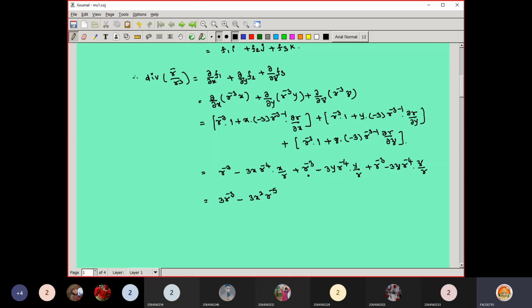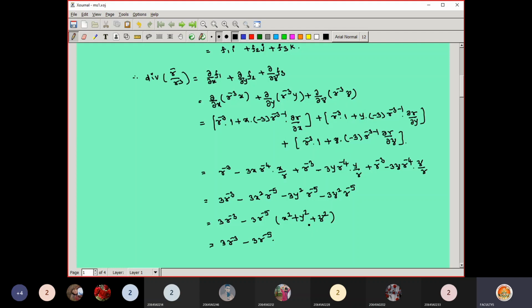Similarly, for the next value, r power minus 3 is there, minus 3y square r to the power of minus 5 and minus 3z square r to the power of minus 5. So it is 3 r power minus 3 and minus, if I take 3 r power minus 5 common, so that you are getting x square plus y square plus z square value. So this becomes 3 r power minus 3 minus 3 r power minus 5.